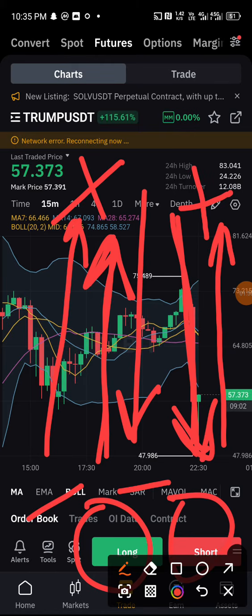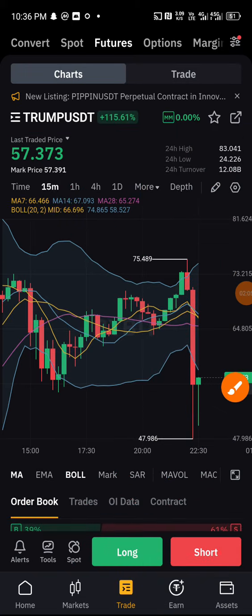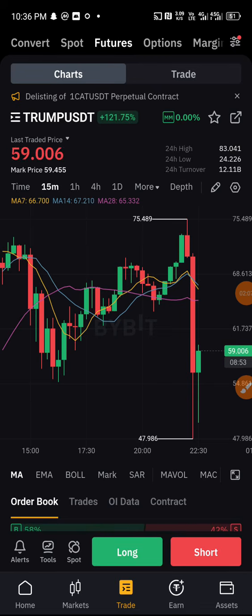So be careful, very, very careful. Also do your research deeply before investing in any of these cryptocurrency coins, because they can be very funny at times. So let's look at it carefully.